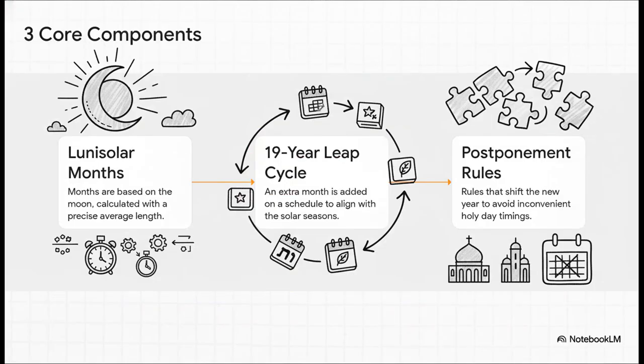The whole fixed calendar really boils down to three core ideas. First, it's built on an incredibly precise calculation for how long a lunar month is. Second, it uses this brilliant 19-year cycle that cleverly adds an extra month every so often. That's the secret sauce that makes sure Passover always lands in the spring. And third, there's a complex set of postponement rules. These are basically practical adjustments to make sure you don't end up with, say, a major fast day like Yom Kippur falling immediately before or after the Sabbath.